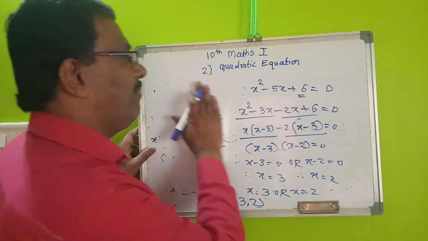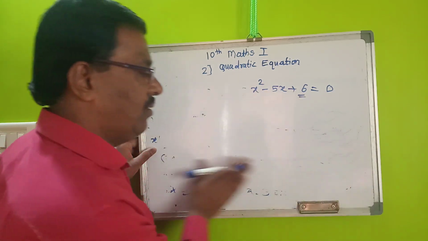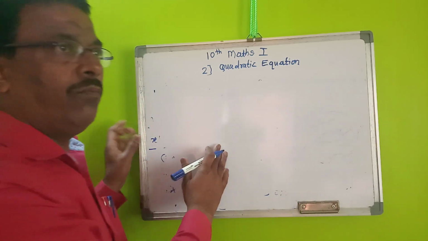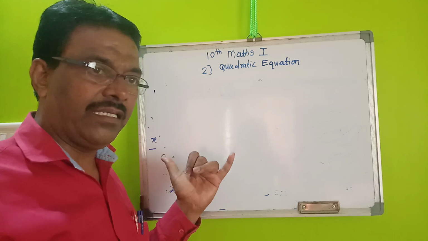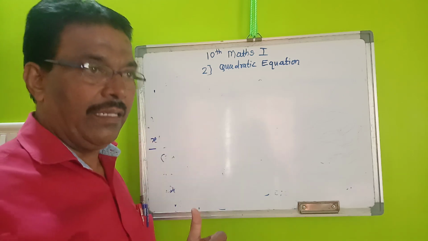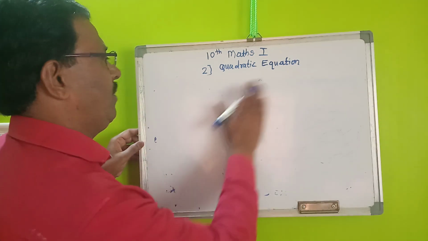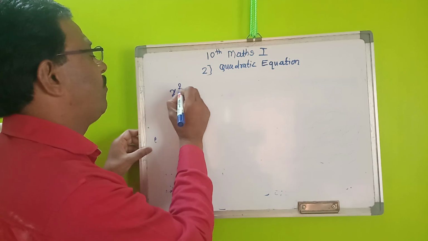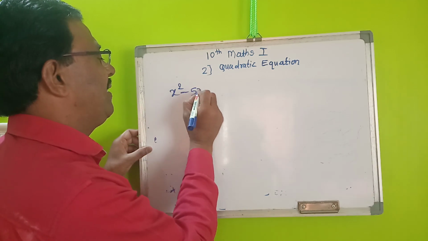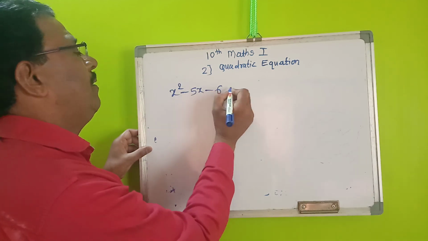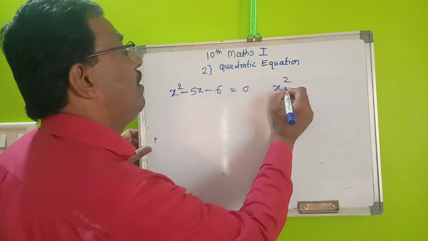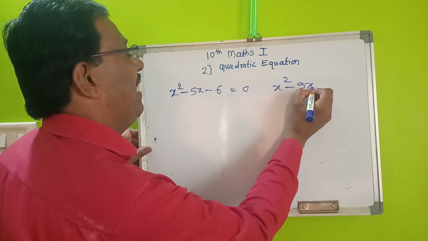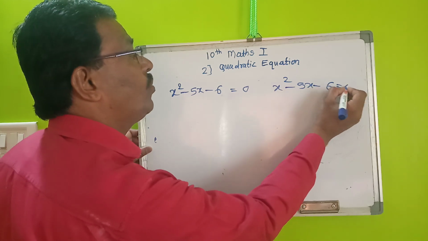We studied that if the third term is positive, then the product of those two terms must be the third term and their sum must be the middle term. Next, the third and fourth examples are x square plus 5x minus 6 is equal to 0 and x square minus 5x minus 6 is equal to 0.